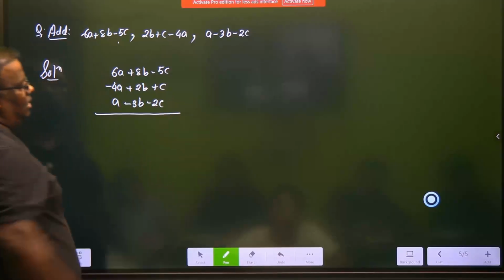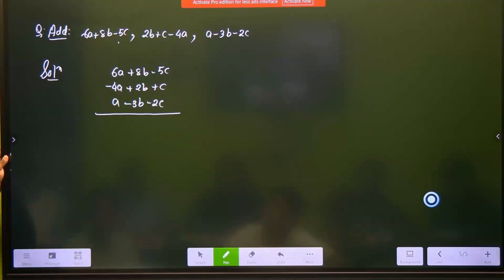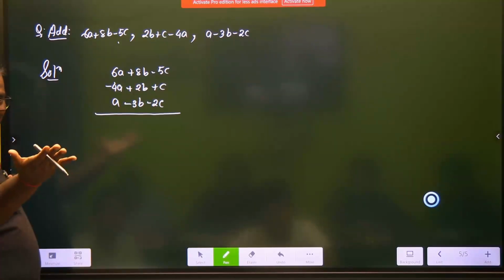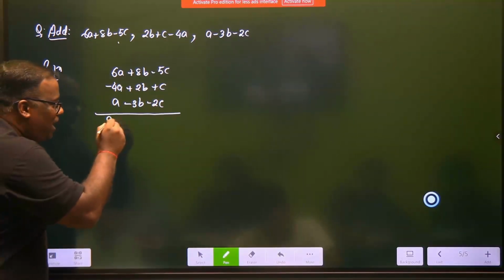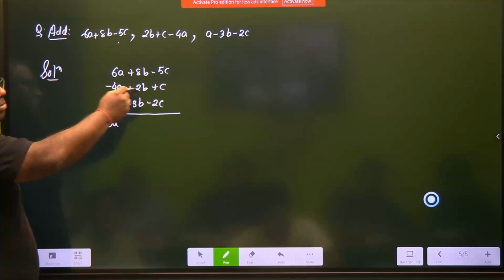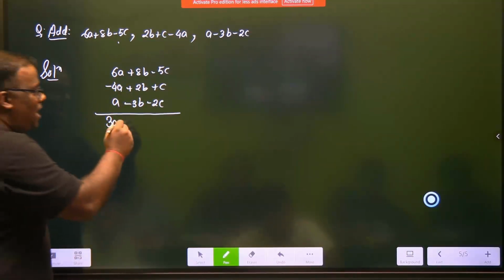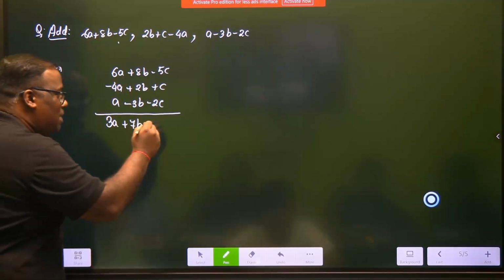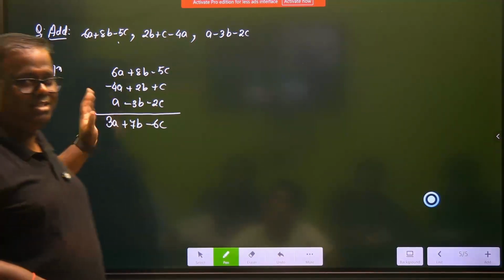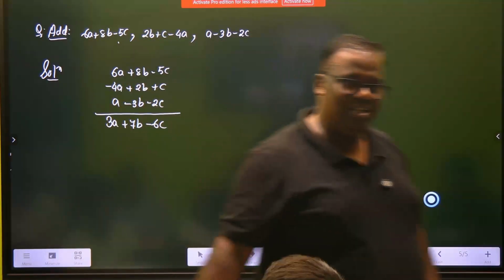Now we have to add them. Unless you are a super idiot, there is no way you will get it wrong. And there is nothing like you have to add from left or right. You can add from anywhere. 6a, 6 mangoes minus 4 mangoes, how many mangoes? 2 mangoes. Add one more mango, 3 mangoes. 8 mango plus 2 mango, 10 mango, minus 3 mango is 7 mango. Minus 5 mango plus C mango minus 4 mango minus 2 mango is minus 6 mango. Answer is ready. Did you understand?